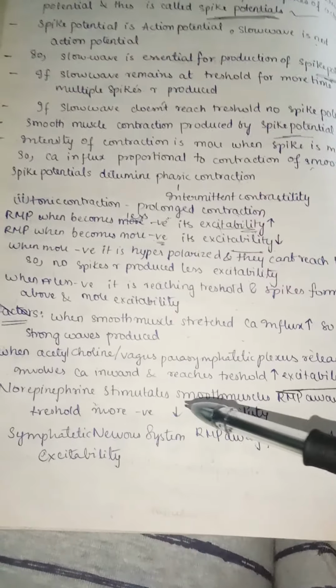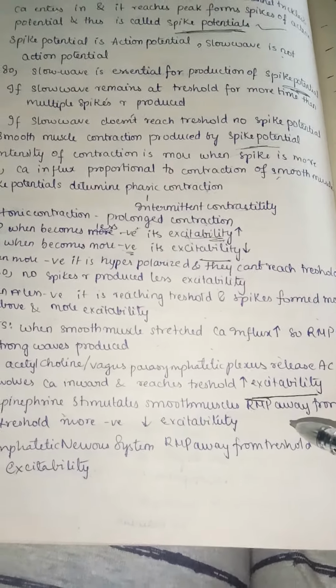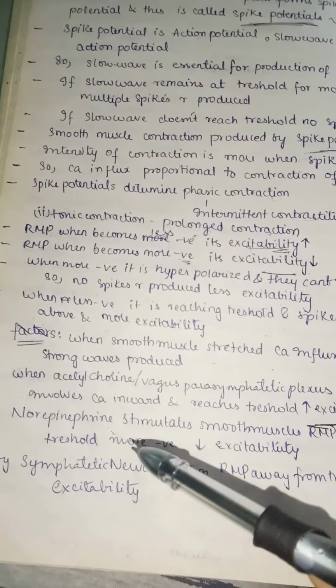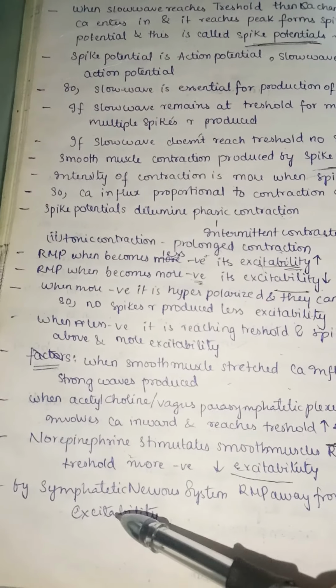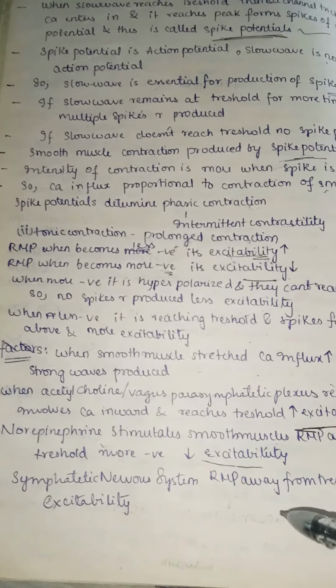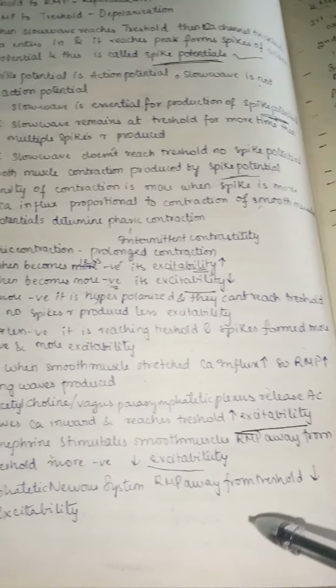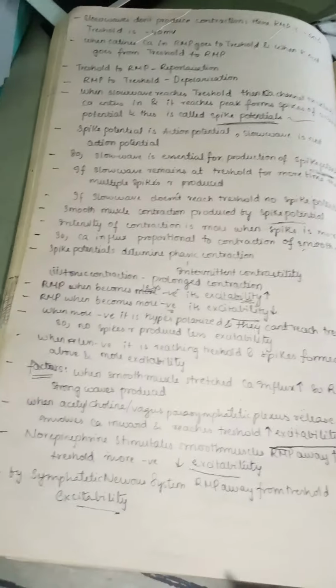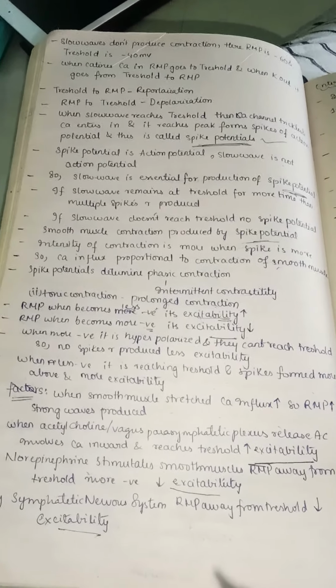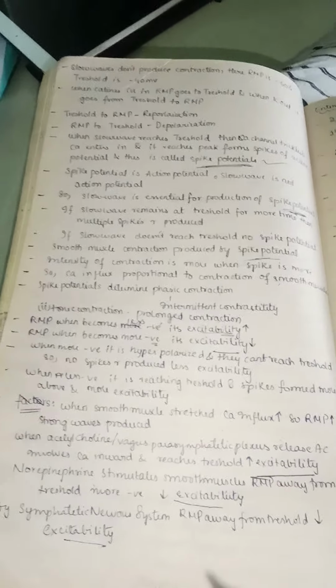So norepinephrine moves the smooth muscle resting membrane potential away from the threshold, that is, more negative, which decreases the excitability. So in the sympathetic nervous system, the RMP is away from the threshold, so excitability decreases. So sympathetic will lead to decreased excitability, meaning it will completely stop or partially stop the activity.